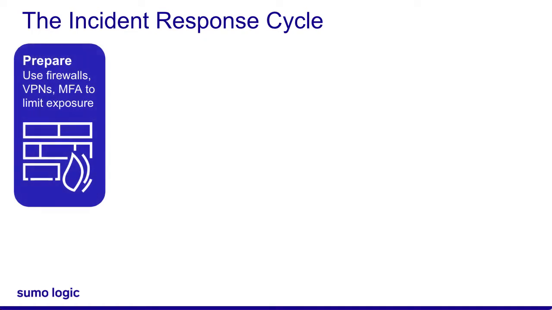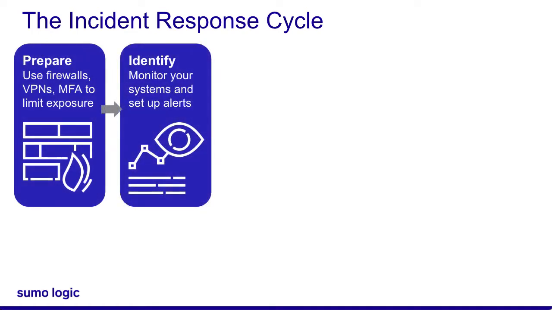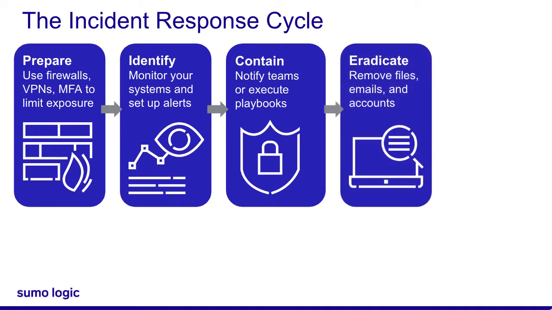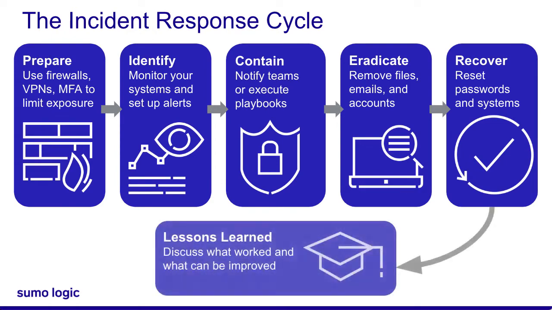First, prepare your environment to prevent attacks. Then, monitor your systems and identify potential threats. If a threat is found, work to contain and eradicate the threat. Once the threat has been removed, recover your systems as they were before the incident. Finally, discuss lessons learned, then start at step 1 again.